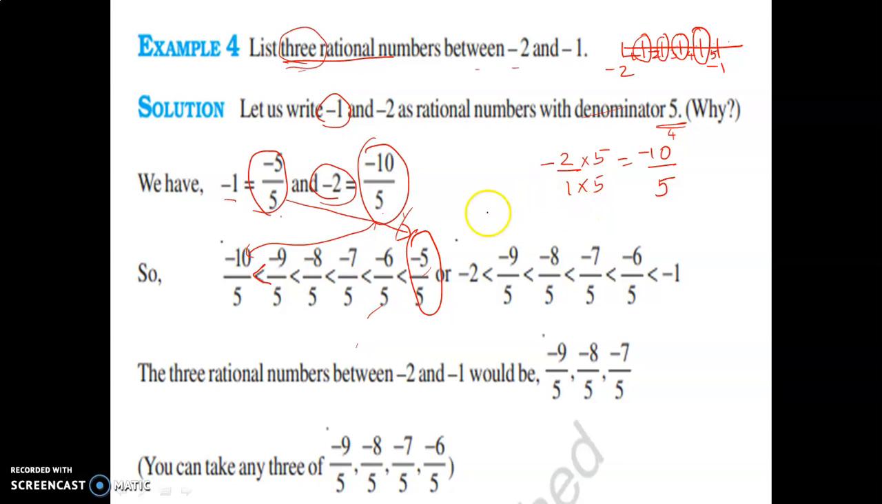You may think why they didn't write minus 5 by 5 here and minus 10 by 5 here. Isn't it? In a number line, minus 5 by 5 is greater. It should come on the right side of minus 10 by 5. Okay, that's why they have changed this. And so we got these 4 rational numbers between these 2 rational numbers. Okay, and among these we can choose any 3 rational numbers.